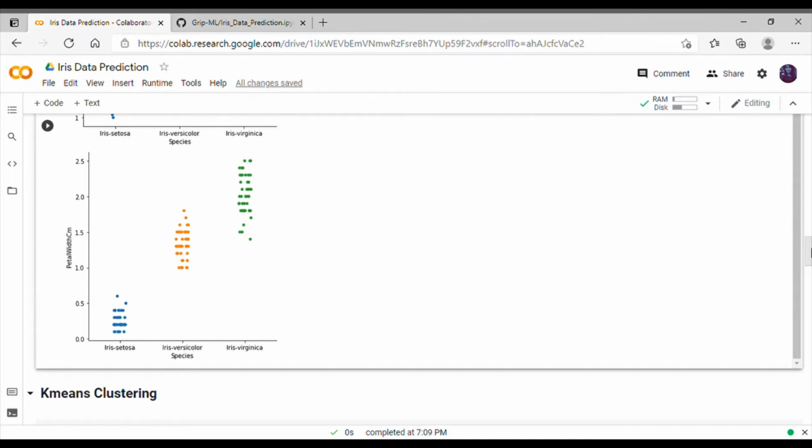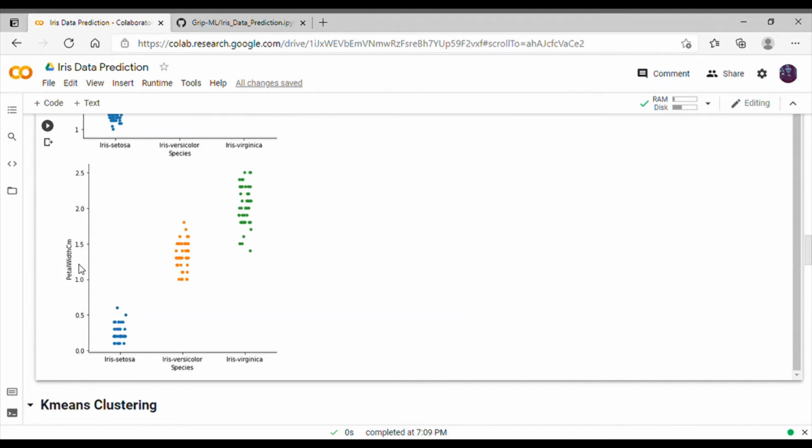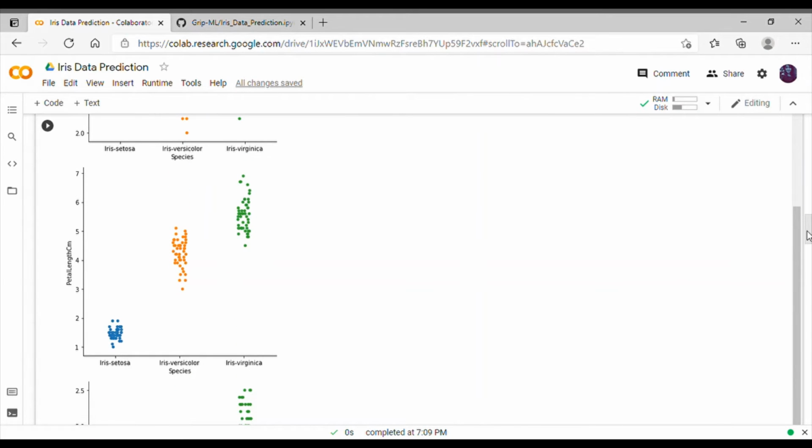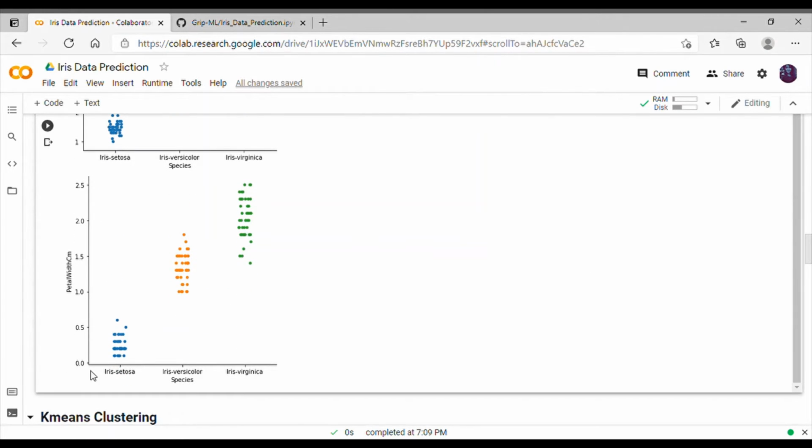In the fourth graph of species versus petal width, the points of the Iris setosa are gathered in a particular region. So we can say that petal length and petal width are better predictors for the Iris setosa.